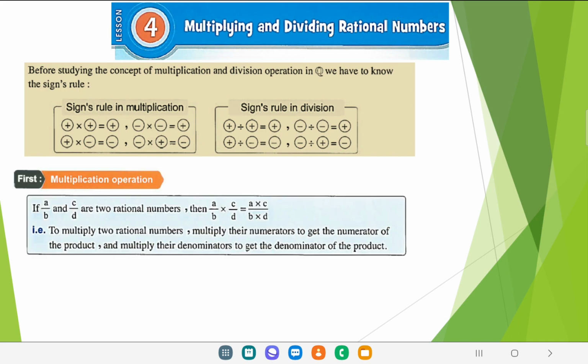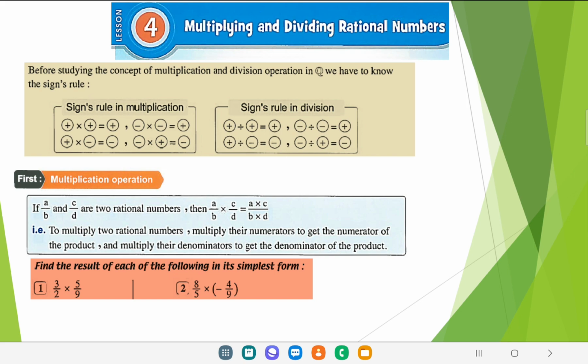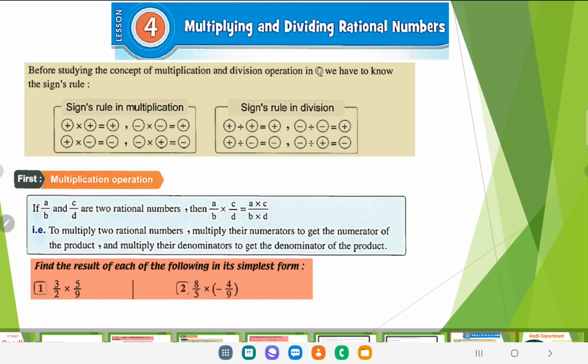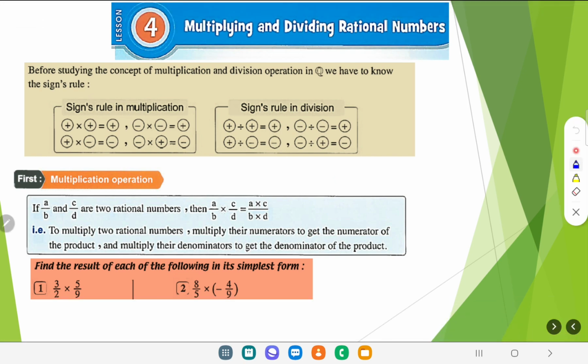First, multiplication operation. A over B times C over D: multiply the numerators, and after it multiply the denominators. Like this question, 3 over 2 multiply 5 over 9. I will multiply up, after it multiply down. 3 times 5 equal 15 over 2 times 9 equal 18. By simplifying it, dividing by 3, it will be 5 over 6.